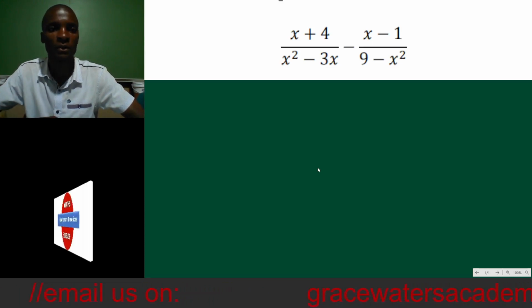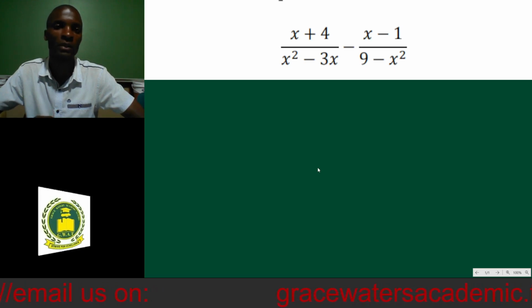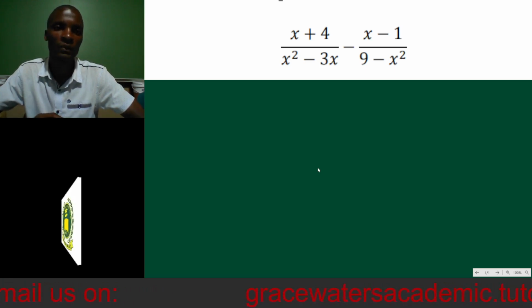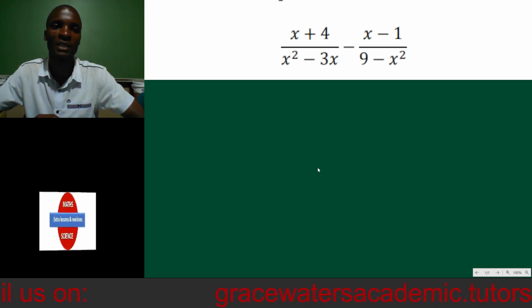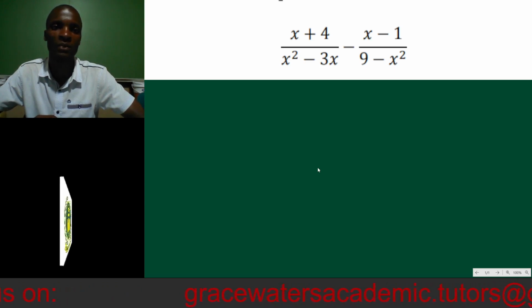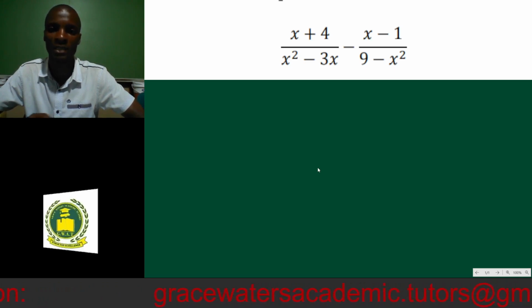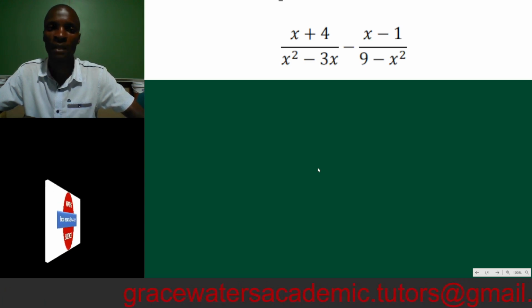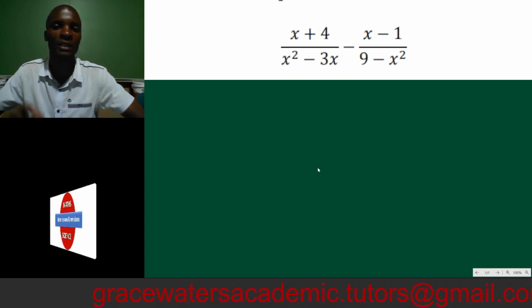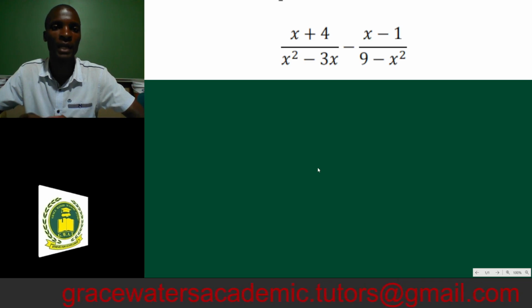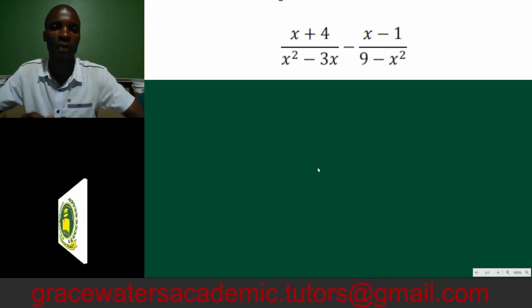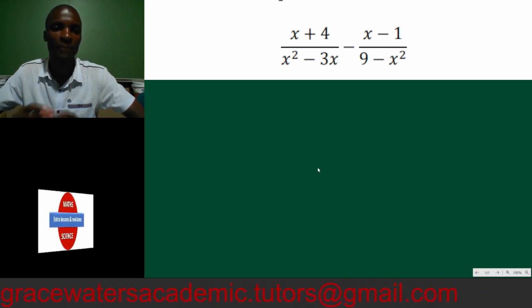Okay, what you're going to do now is to look at the question on the screen, which is reading x plus 4 all over x squared minus 3x minus x minus 1 all over 9 minus x squared. I hope guys by the end of this lesson you'll be able to understand the tricks and all the angles of dealing with algebraic fractions in terms of addition and subtraction.